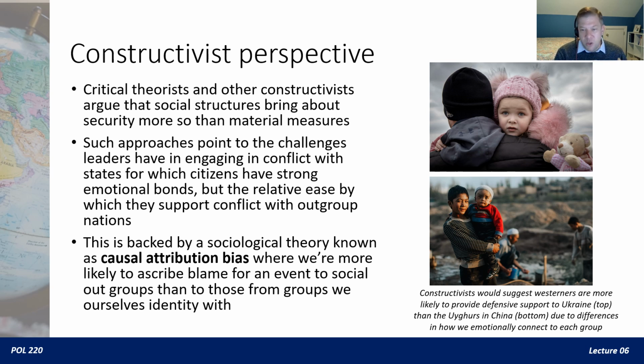But look, what causal attribution bias says, I know I've built it up a lot here, is that we are more likely to ascribe blame or negative stimuli to social outgroups. So people that we don't share an affinity for or an association with. At the same time, we're more likely to externally attribute blame for an in-group. So the best example of this is with parents.